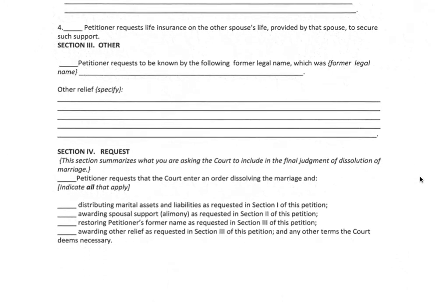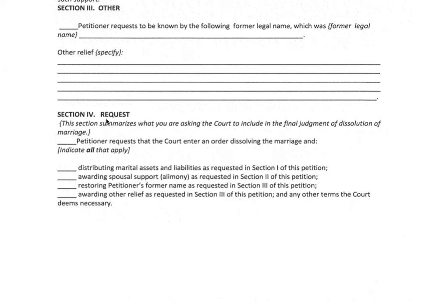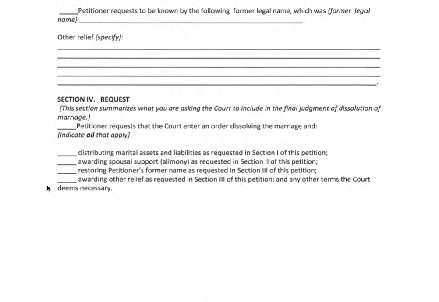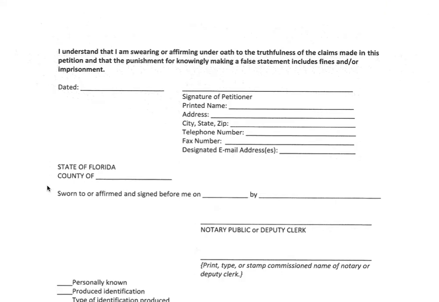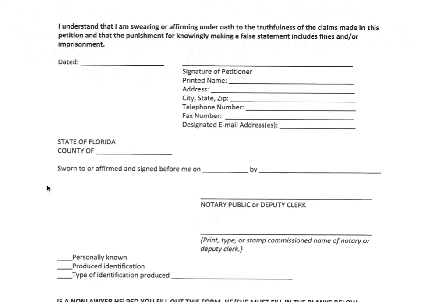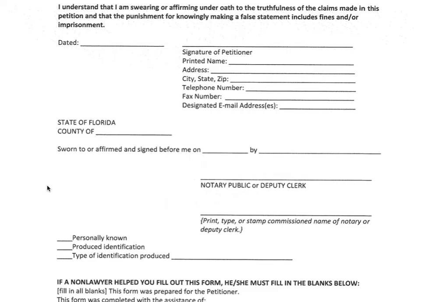And section 4 is the final section. It's request. So this is just a summary of everything you've requested. First is the petition you asked for the divorce. Then if you had distribution of assets, spousal support, restoring name, anything else. So you would check anything that applies. If it doesn't apply, don't check it. And once you finish all of that, you're going to have to get this form notarized. And it's important that you get it notarized, otherwise the clerk will not accept it.